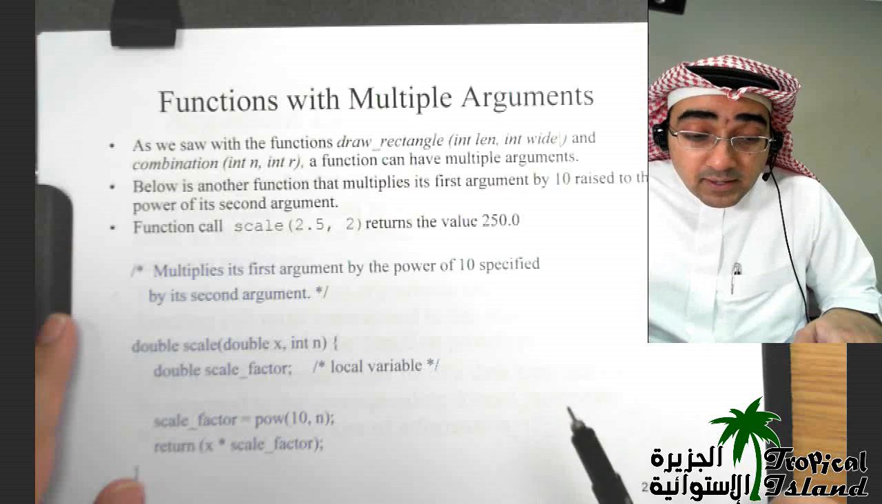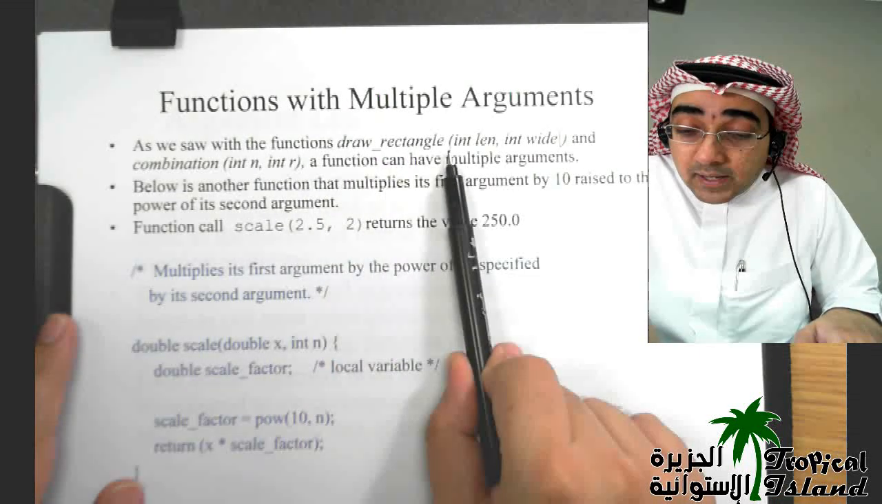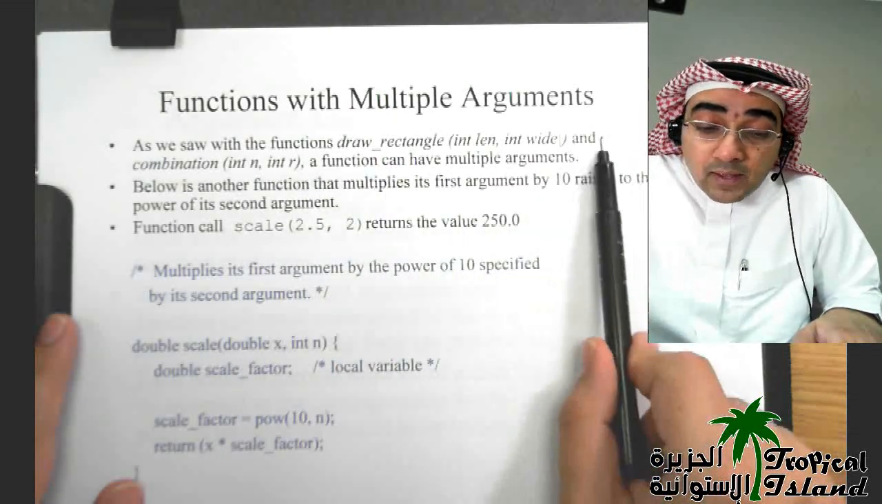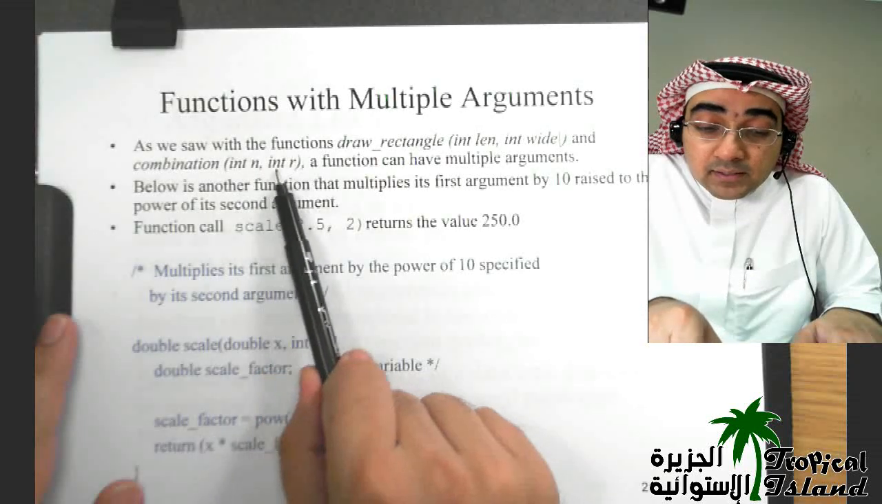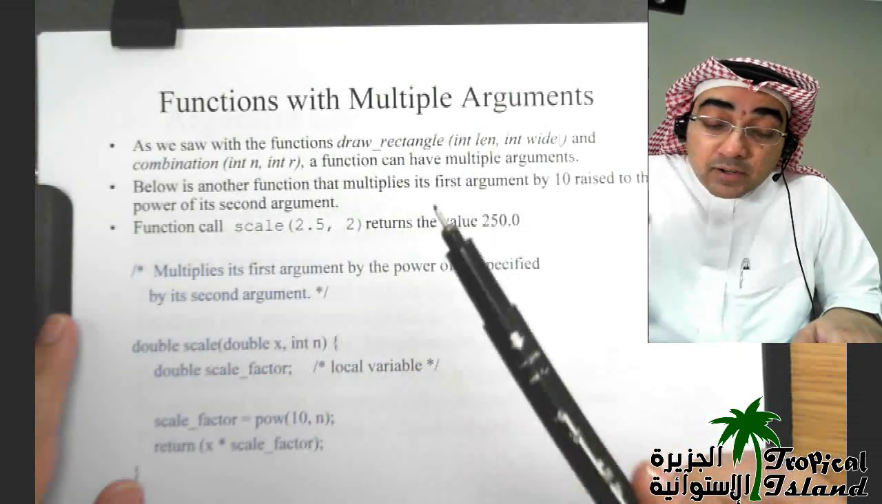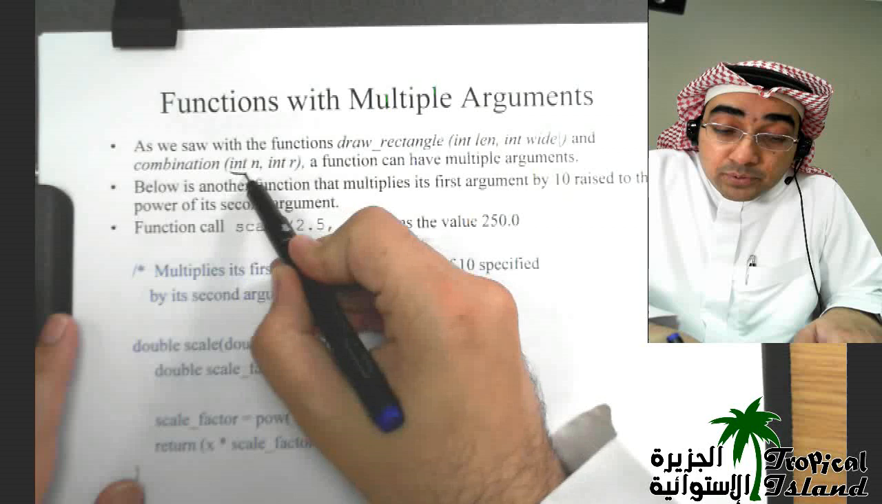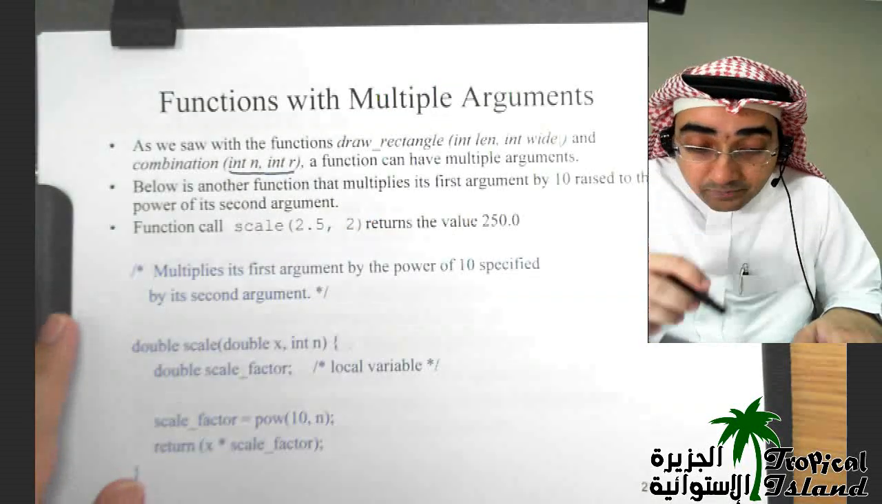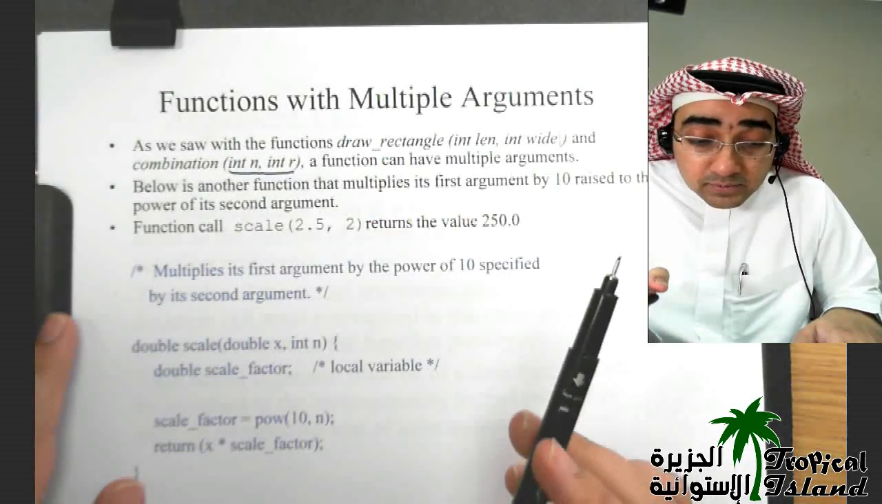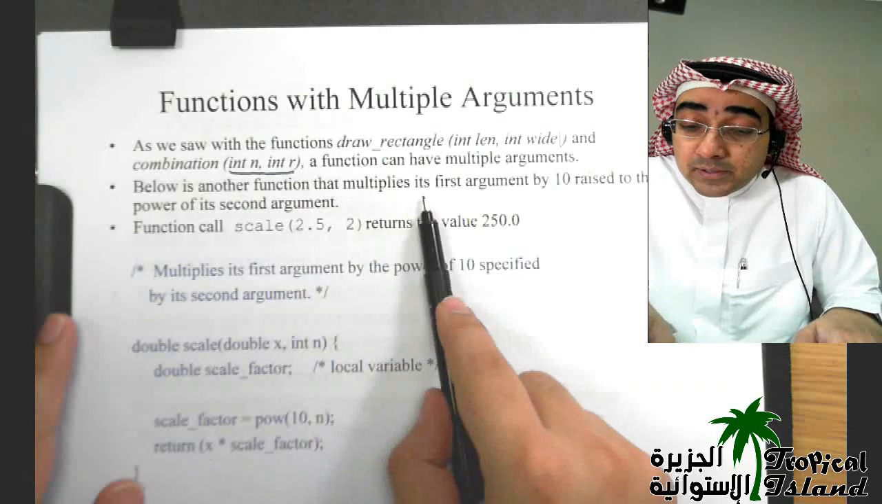Functions with multiple arguments, as we saw in the functions draw rectangle, int length and width, and combination, int n and int r. A function can have multiple arguments. Okay, so it can have multiple input arguments, more than one. We have lots of examples. Below is another example of multiple arguments.